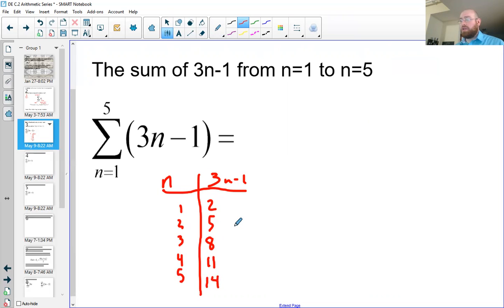Then we add all of these numbers together. 2 plus 8 is 10, plus 5 is 15. 15 plus 11 is going to be 26. And then finally, 26 plus 14 is going to be 40. So this sum is equal to 40.